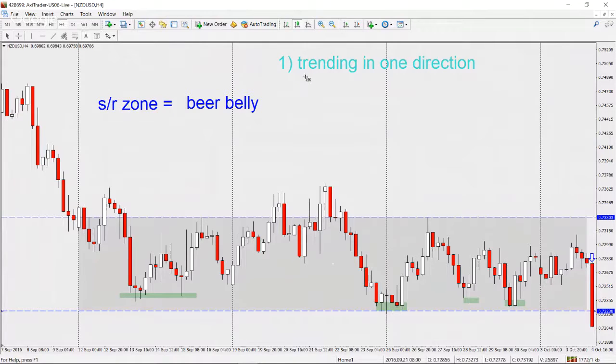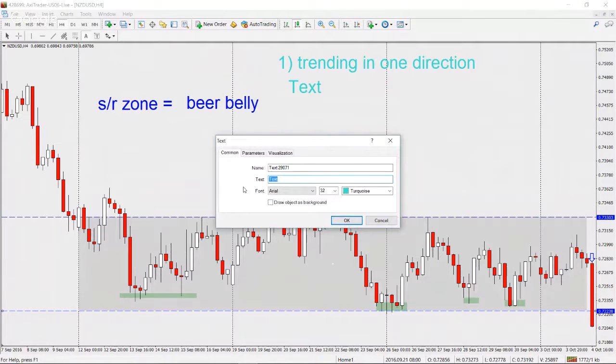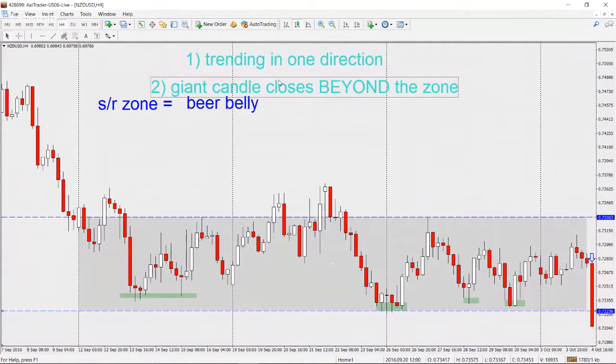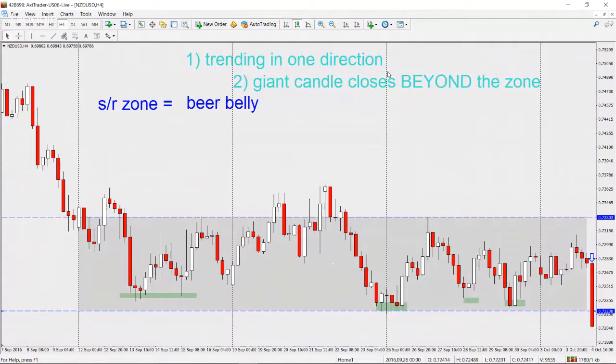That's rule number 1. Rule number 2 is we get a giant candle, giant being the critical word here, closes beyond the zone. Now what do I mean by beyond the zone? Well, it just means that if it's a support level, it breaks support and closes below support. And if it's resistance, it breaks above resistance and closes above resistance. So when I say beyond the zone, it just means that it went beyond it. So here we have the zone.